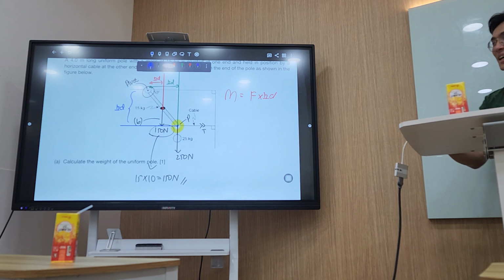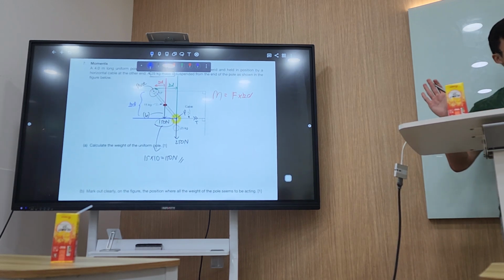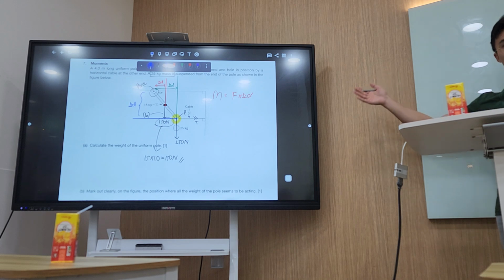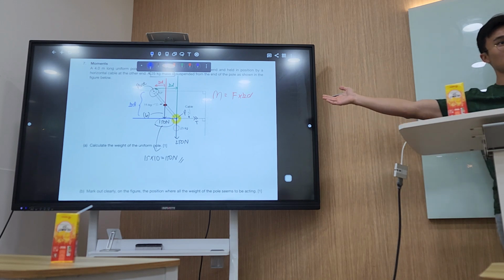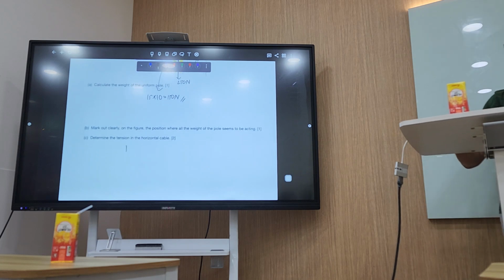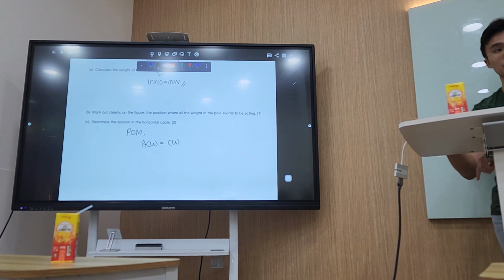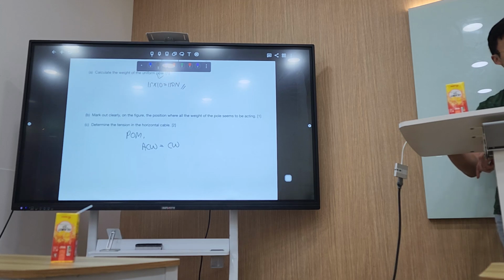Okay, let's do this, guys. First things first, this fella's in equilibrium. Everybody agree on that, right? He's in equilibrium, he's staying still. So your formula, straight away, we will say principle of moments: your anti-clockwise moment is equivalent to your clockwise moment. That's one.